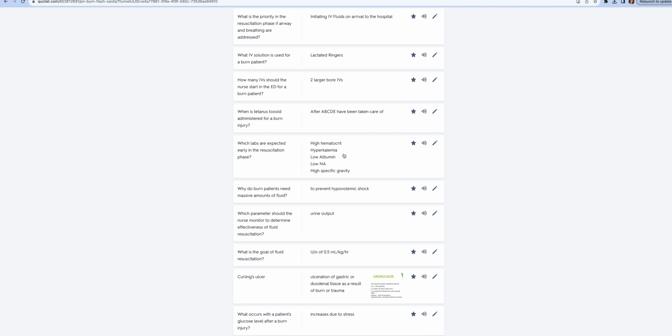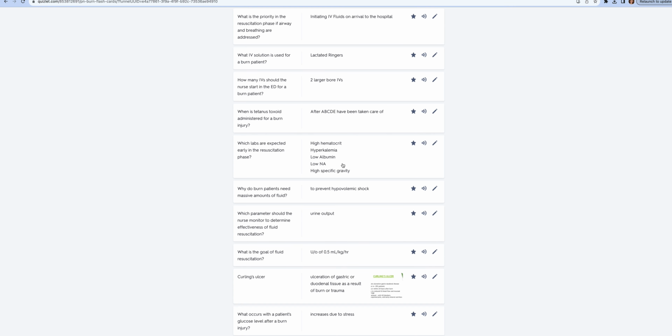So why do we give patients massive amounts of fluids? It's to prevent hypovolemic shock. And which parameters should the nurse monitor to determine the effectiveness of fluid resuscitation? The urine output. Your goal is 0.5 milliliters per kilogram per hour of urine output.